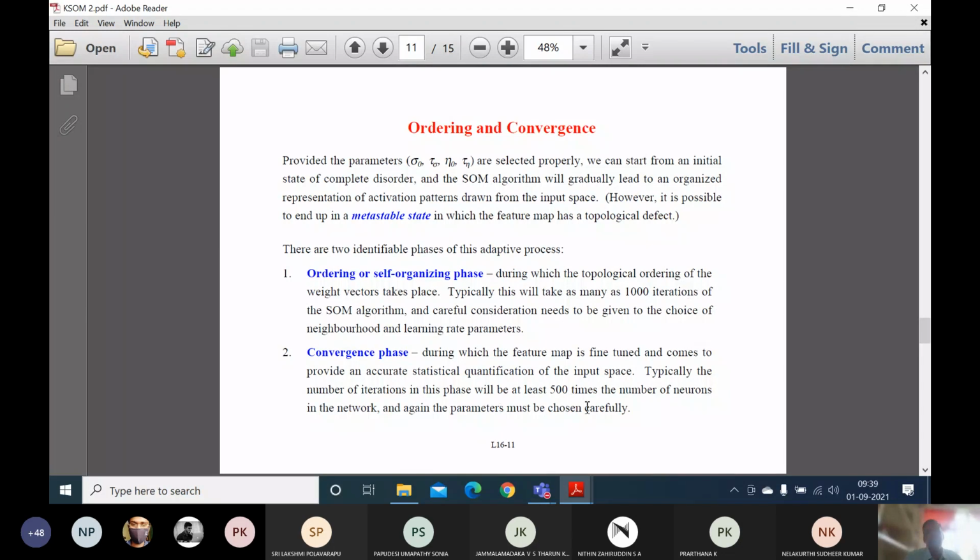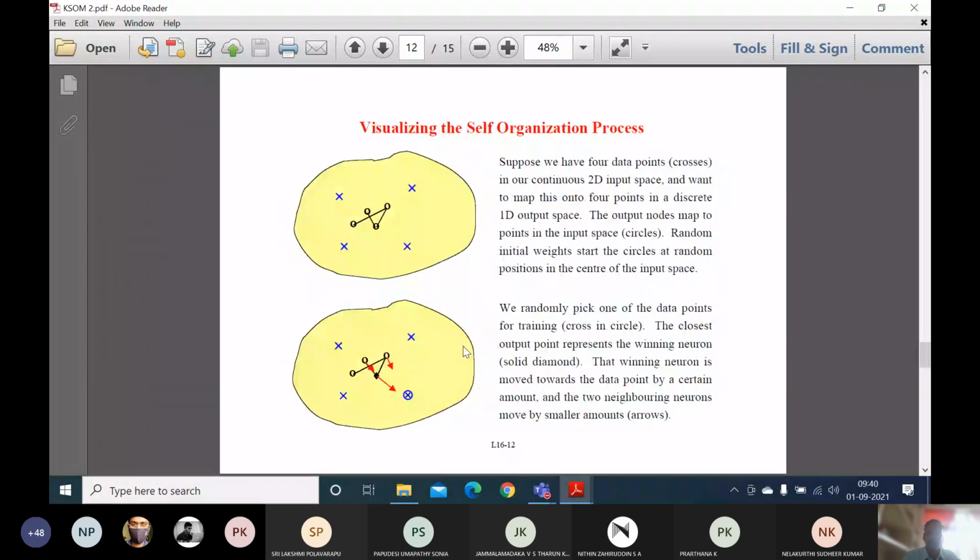So how many iterations are required for convergence? The number of iterations in this convergence phase may take at least 500 times the number of neurons in the network, and again the parameters must be chosen carefully. So this convergence, as well as the ordering or self-organizing, is based only on these four parameters. Now we can see the process, how it self-organizes.